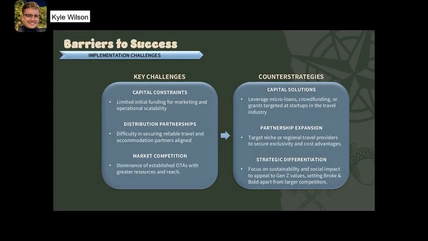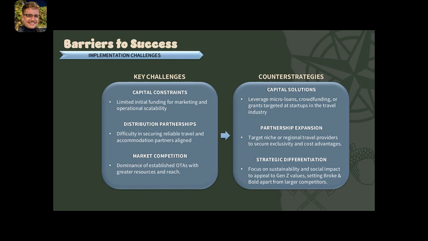The second major category of barriers revolves around implementation challenges. Firstly, like many startups, we face capital constraints that limit our ability to invest heavily in marketing and operational scaling. Finding the right distribution partners who align with our focus on budget friendly, student centered travel packages may present obstacles. The intense competition within the OTA market means we must continuously differentiate ourselves from larger players who have significantly more resources.